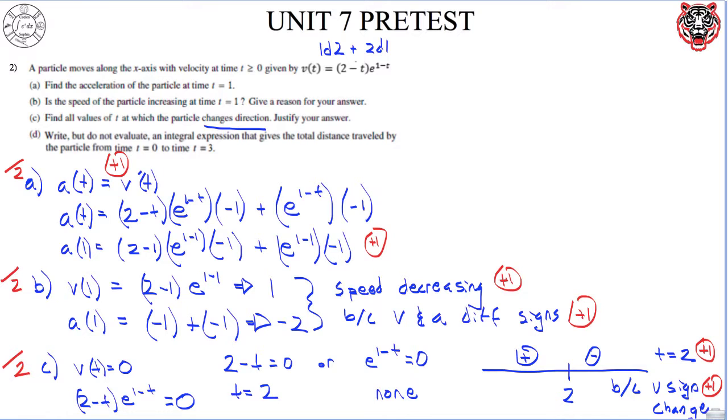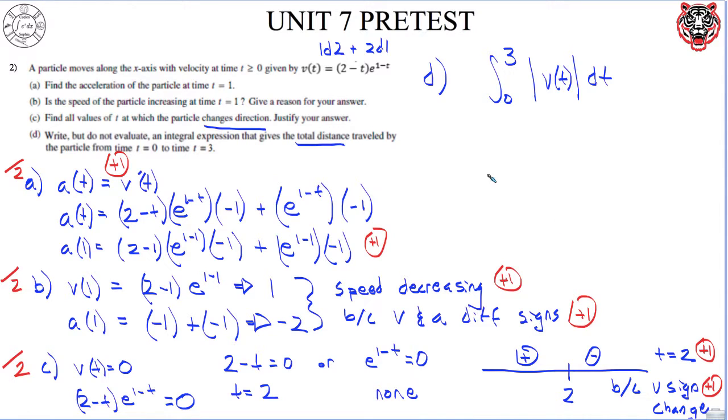All right, and then part D, I'm going to squeeze it in here on the top right. Part D, write but do not evaluate the expression that gives total distance. I think everyone got that. That's between 0 and 3, the absolute value of v of t, absolute value dt.